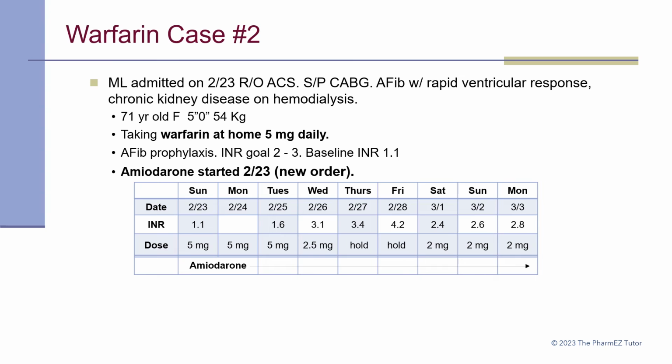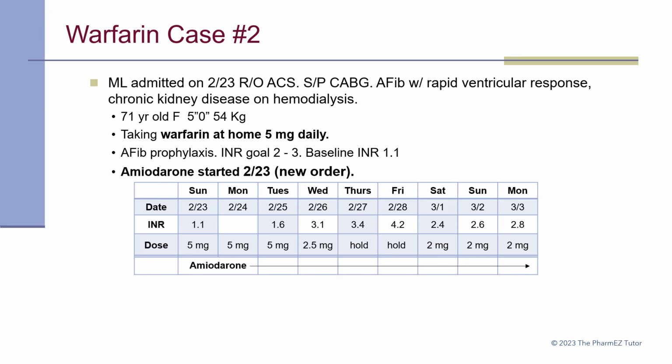So take a look at the grid of ML's course. On Sunday, February 23rd, her INR was 1.1 with a dose of 5 milligrams continued from her home dosage. A new order for amiodarone was started on 2/23.